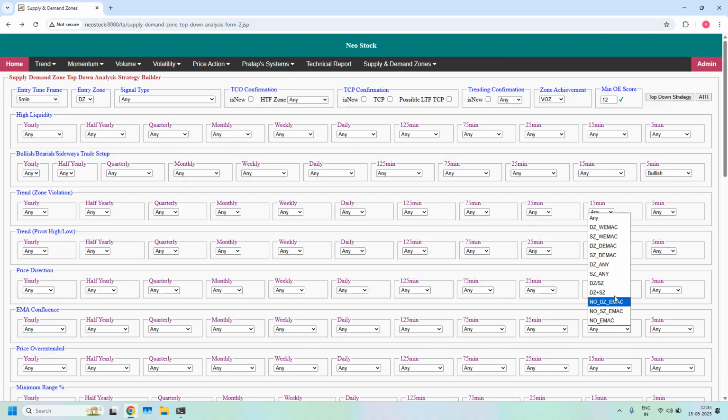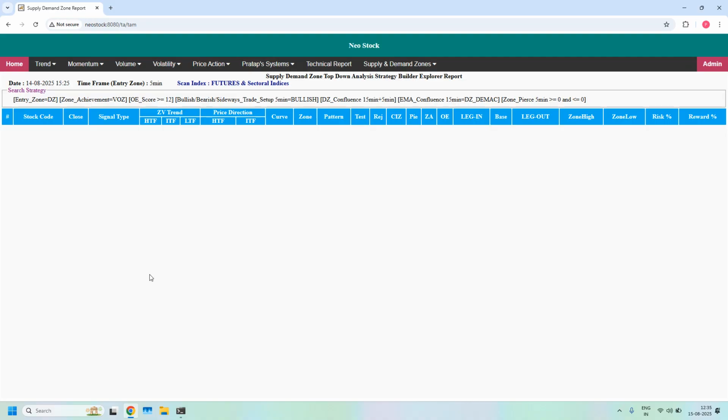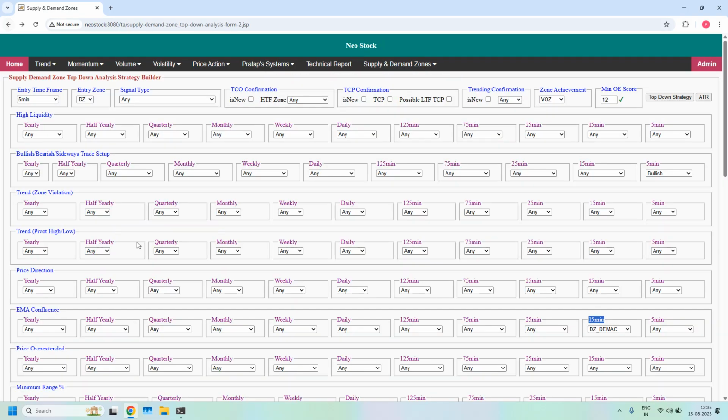Here, 15 minutes demand zone with 15 minutes EMA confluence. 15 minutes demand zone with daily EMA confluence. We don't have any high probability trade setup zones based on this strategy. Next, we will look into LTF, ITF, HTF supply zone, demand zone confluence supported stocks.